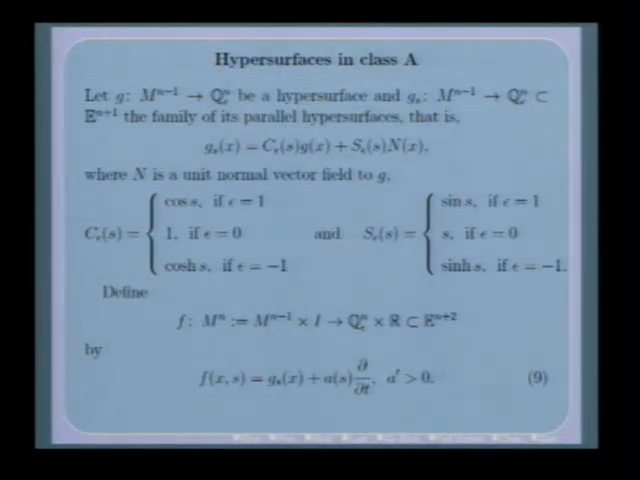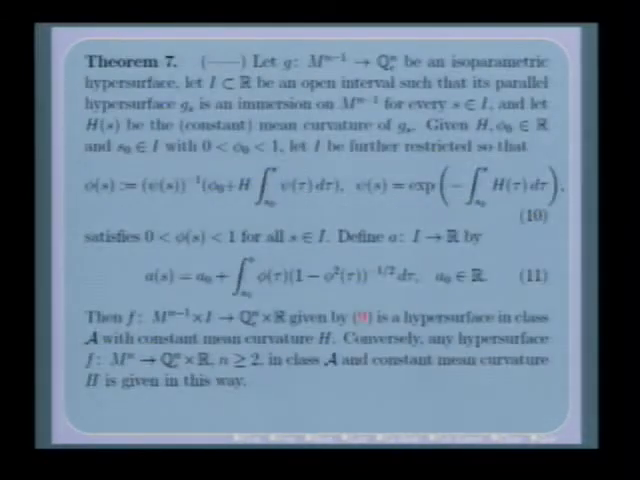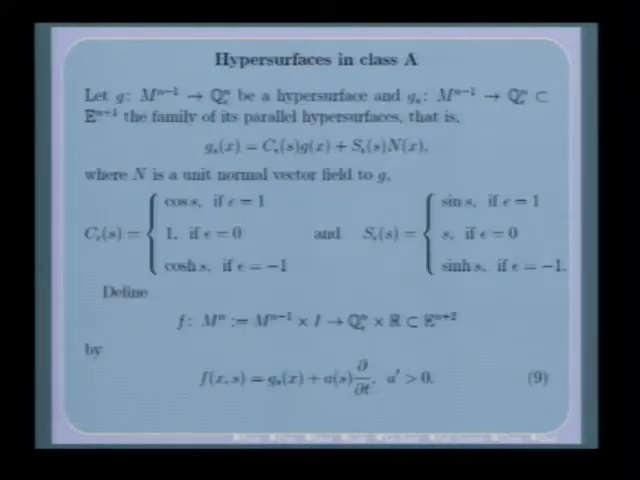It turns out that this description is equivalent to the one I just gave you. So, it's the same statement. In fact, this is done in a previous work by myself. And just to show you an application, maybe I just come back here. You can use this to generate interesting examples of constant mean curvature hypersurfaces in the product space. For that, you just have to start with an isoparametric hypersurface of the base space.